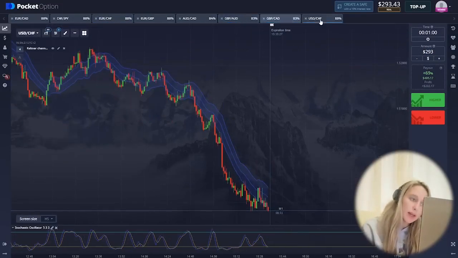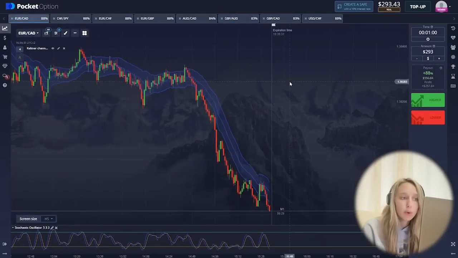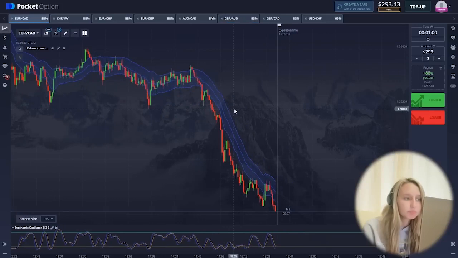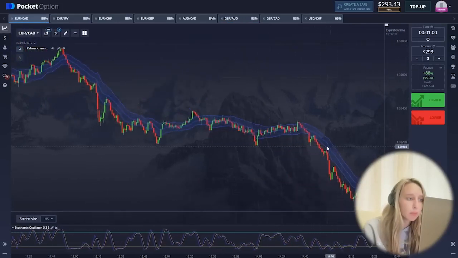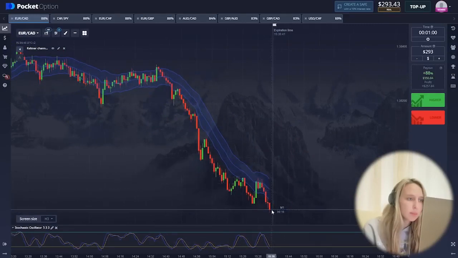Change the currency pair. Select the most appropriate percentage. We have a low point. Seems to be updated.